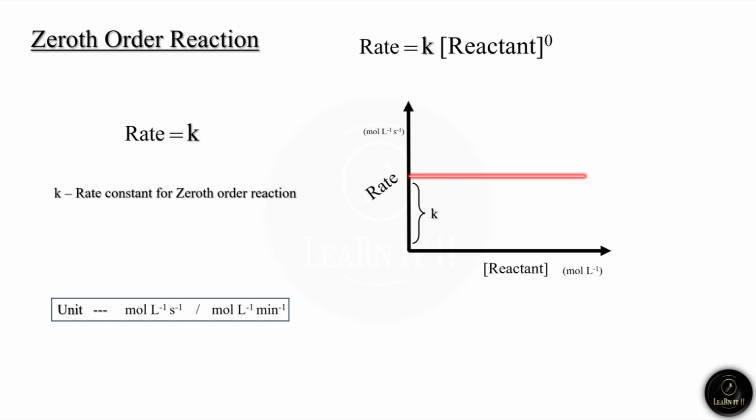So the unit for zeroth order reaction is moles per liter per second or moles per liter per minute or moles per liter per unit time.